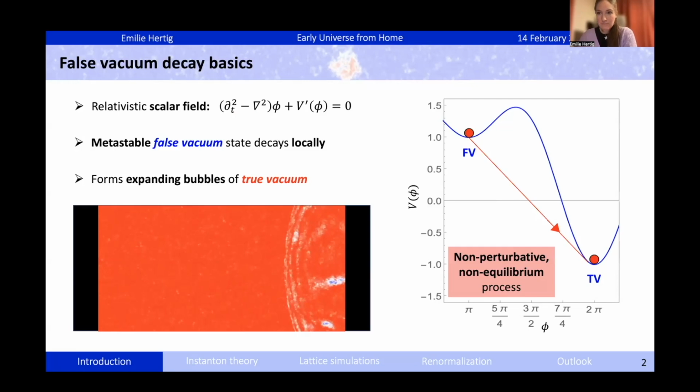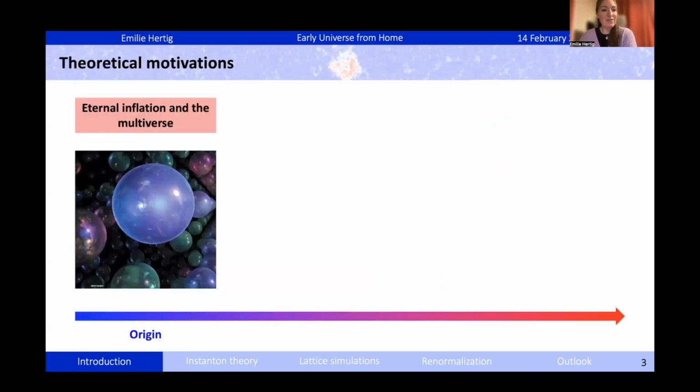There are several fundamental questions that motivate the study of false vacuum decay. The first one is directly related to the origin of the cosmos itself. Indeed, if the inflaton field has a metastable potential, then it is possible that the birth event of our local universe was a false vacuum decay process. In other words, our universe could be a true vacuum bubble expanding within a much larger, eternally inflating multiverse.